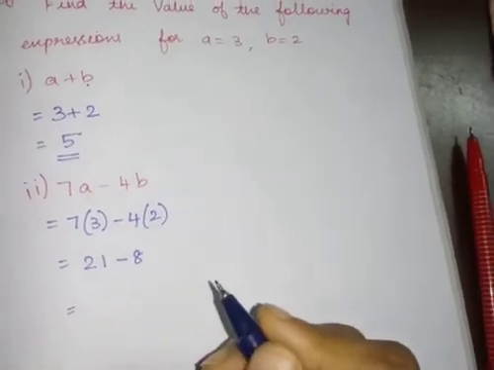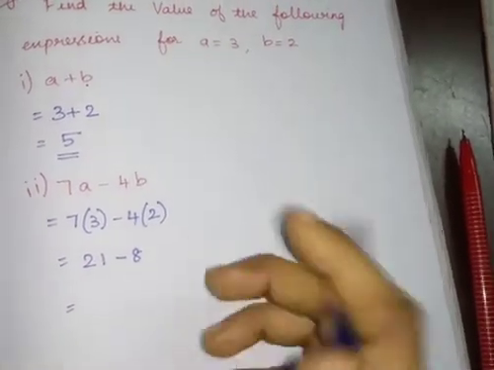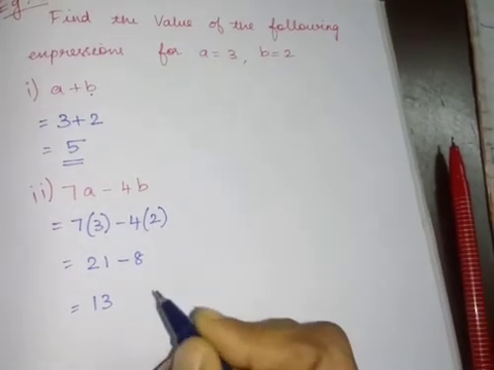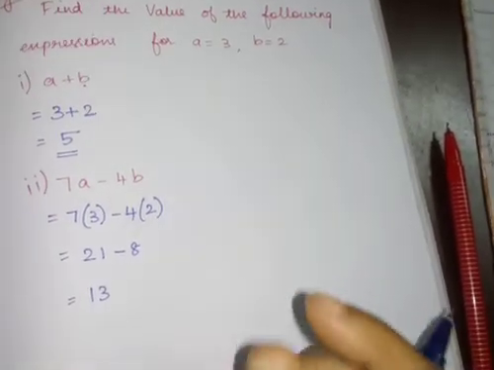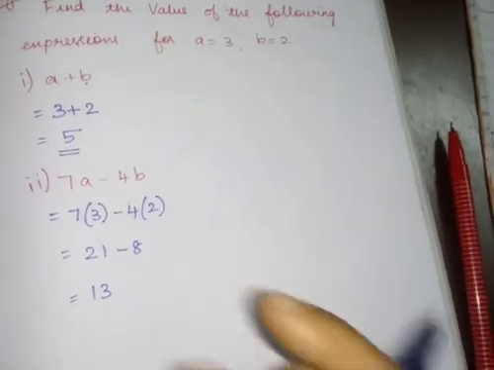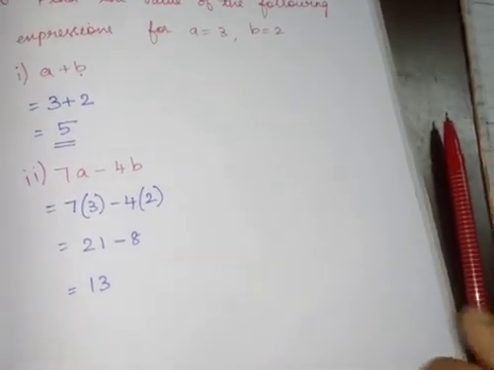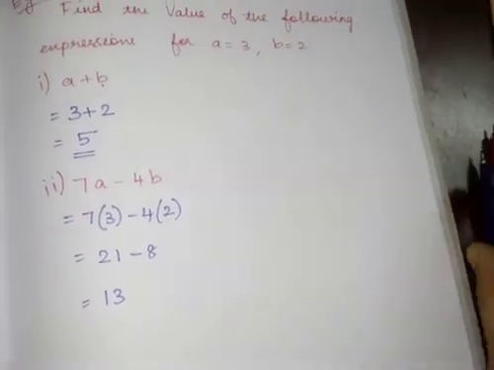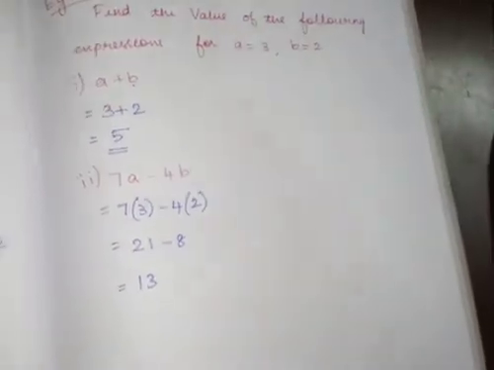21 minus 8, what is the answer? 13. Yes, plus 13. Plus 21 minus 8, that is the meaning, right? Our plus 21 minus 8 is plus 13, that is your answer. Next. What is the next problem?